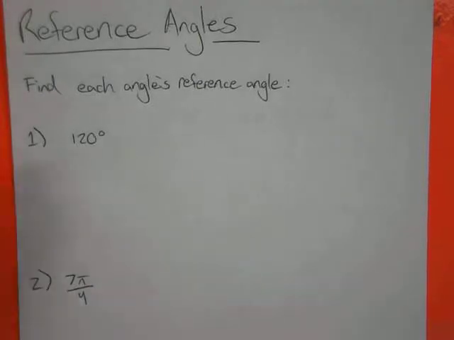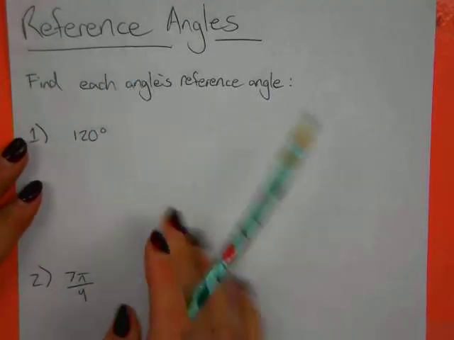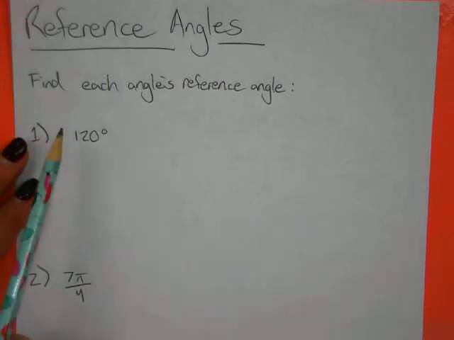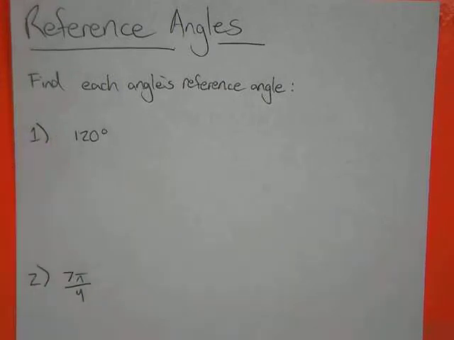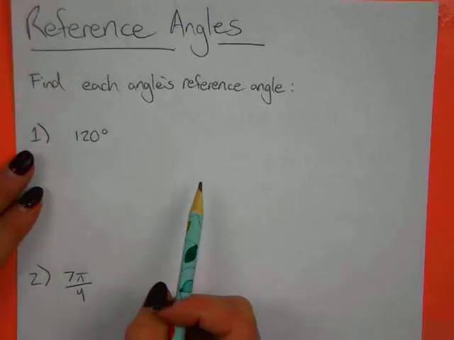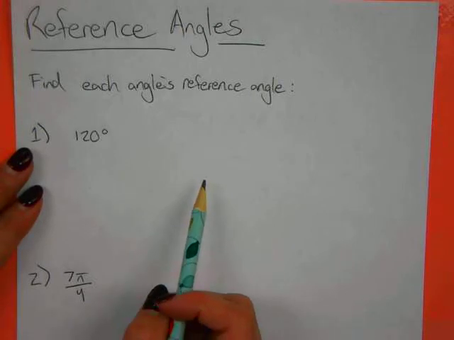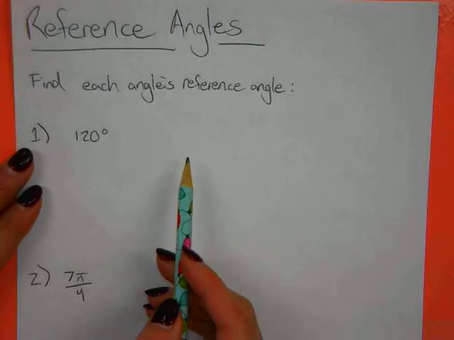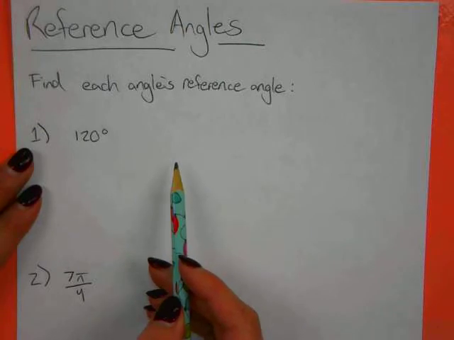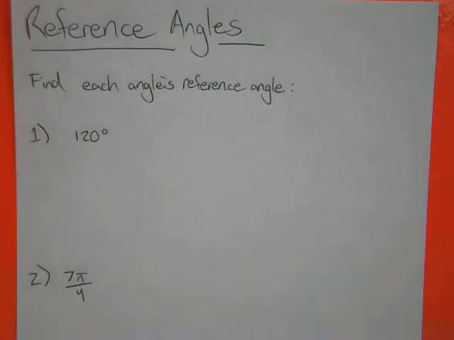Alright, in this video I'm going to talk about reference angles, and we're going to find the reference angle for a couple examples of some angles either in degrees or in radians. A reference angle, as a reminder, is an acute angle formed by the terminal side of your angle and the x-axis. So always think about how many degrees or how many radians from my angle to the x-axis.